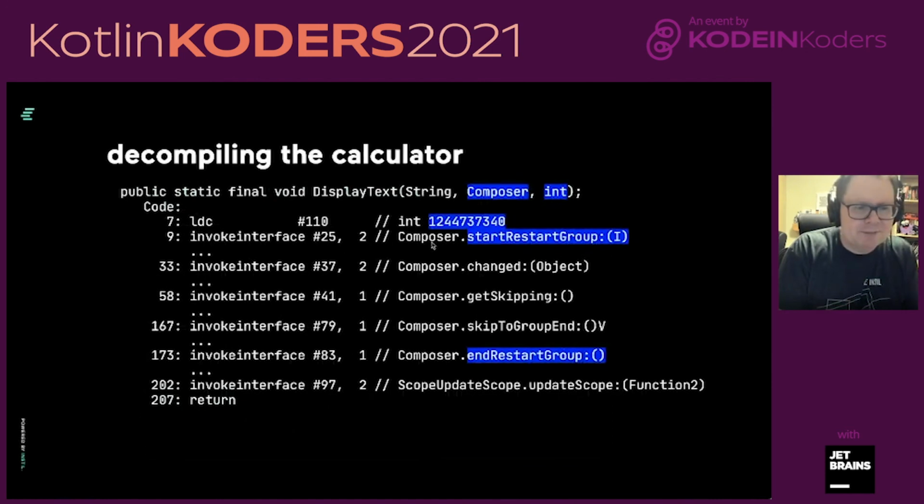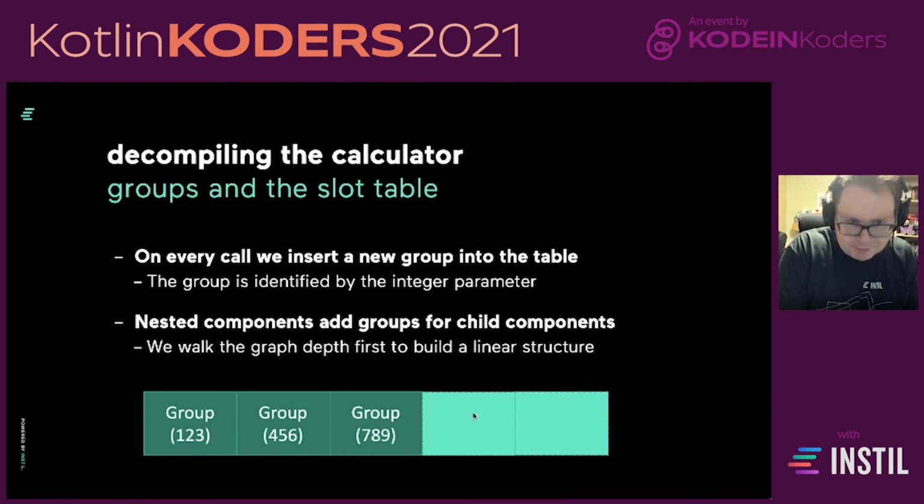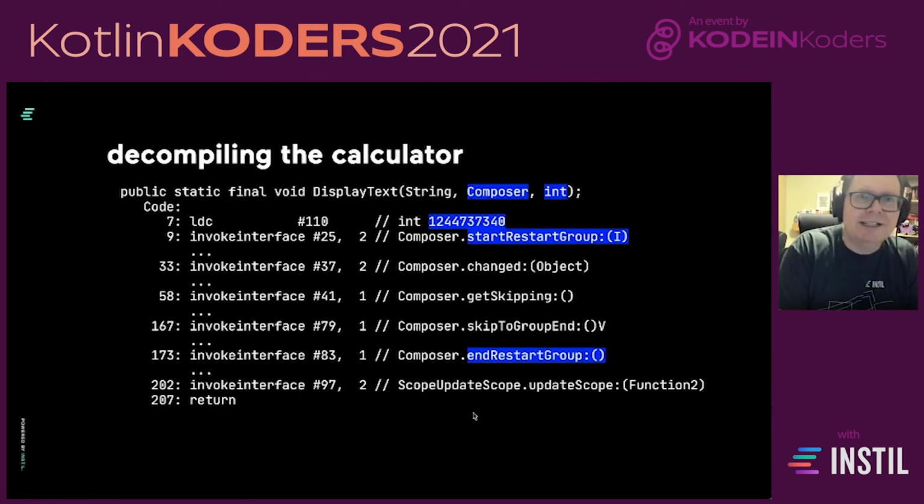You can see we go up to our composer object and we invoke start or restart group, and we pass in this integer value. Remember, this integer value uniquely identifies the call site. So we invoke that, and then we can do other things, and whenever we're done, we end the group. If we had nested components, they could go out and add groups of their own as well. But it's this slot table, which is being built up under the hood, that is used to create the tree of components. And that's the thing that actually gets rendered on the screen.